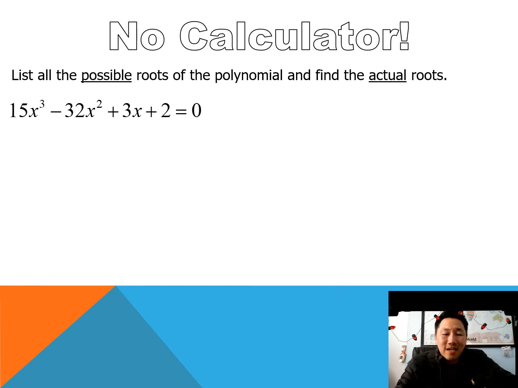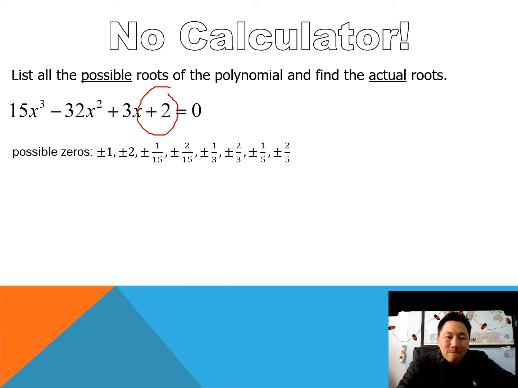There it is, 15x to the third minus 32x squared plus 3x plus 2. The first part of the homework is going to ask you to list out all the possible answers. Now this one's going to be a little bit different because I told you in the last example to look at the 2. But all of a sudden, what are all of these things? All right, so I'll explain right now. So there were the original possible answers, plus or minus 1 and plus or minus 2. They are factors of 2.